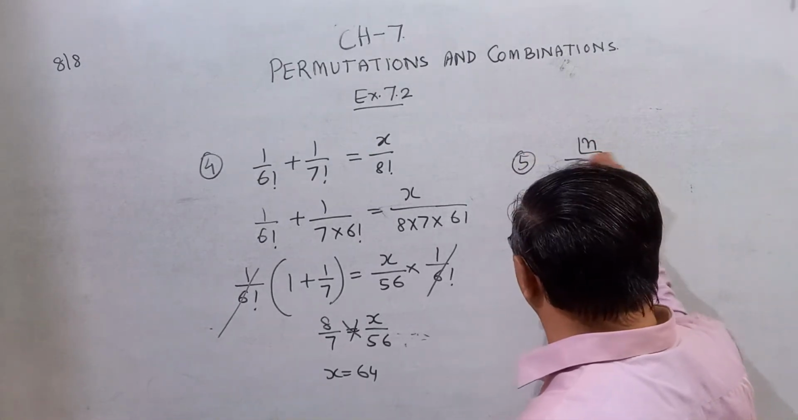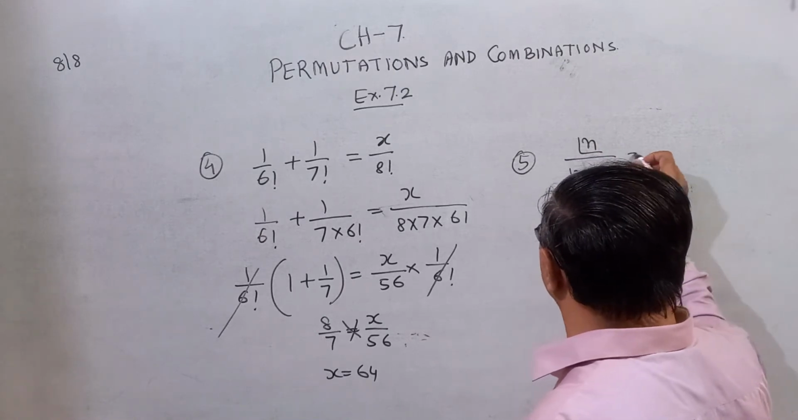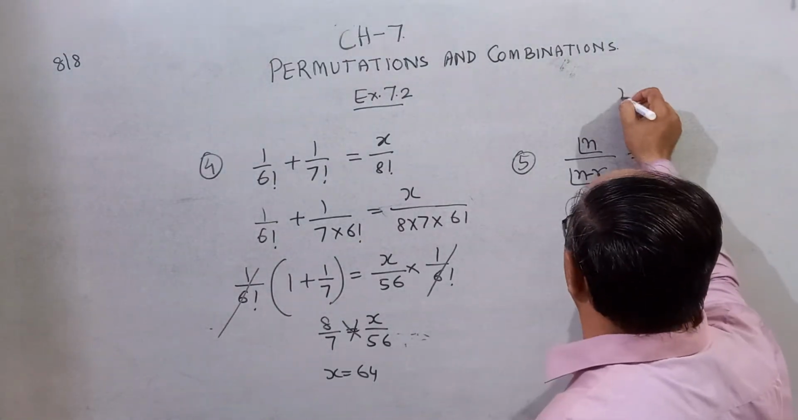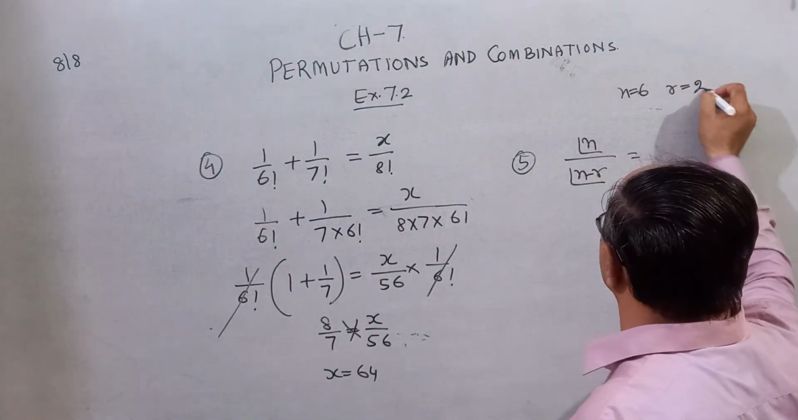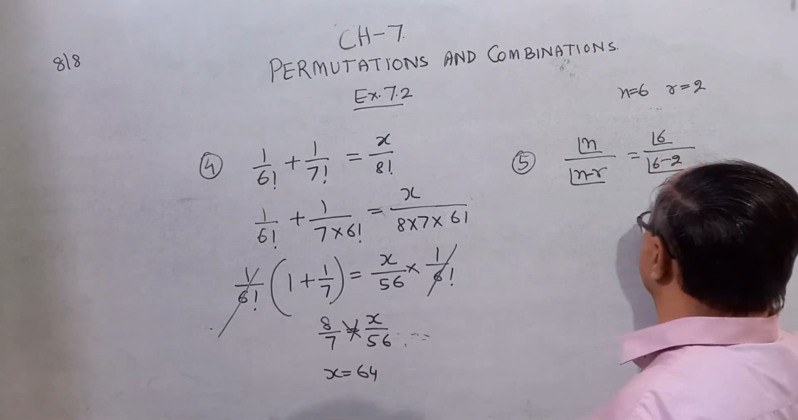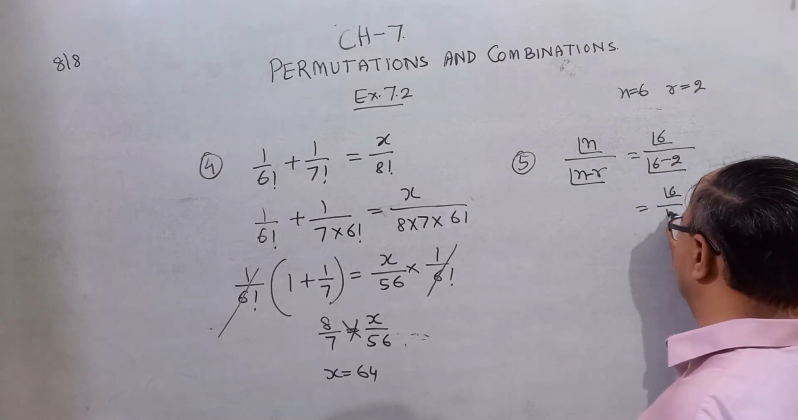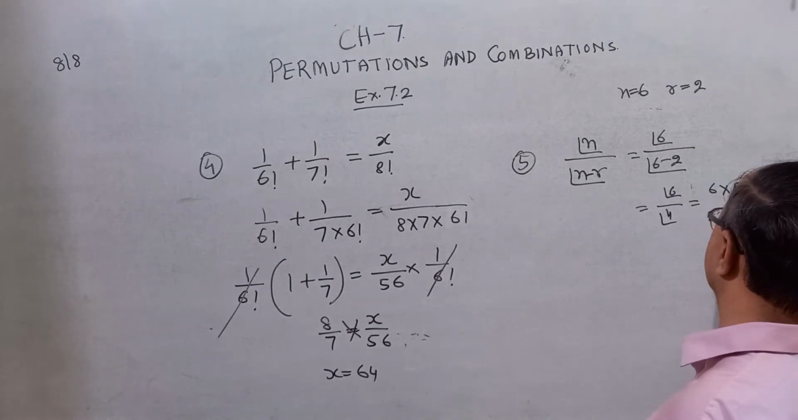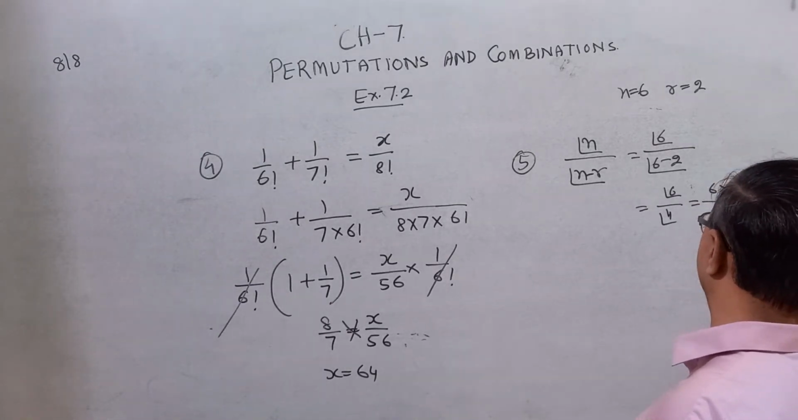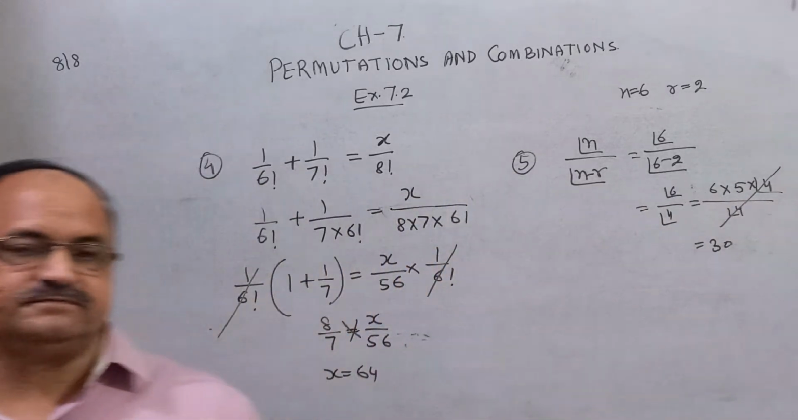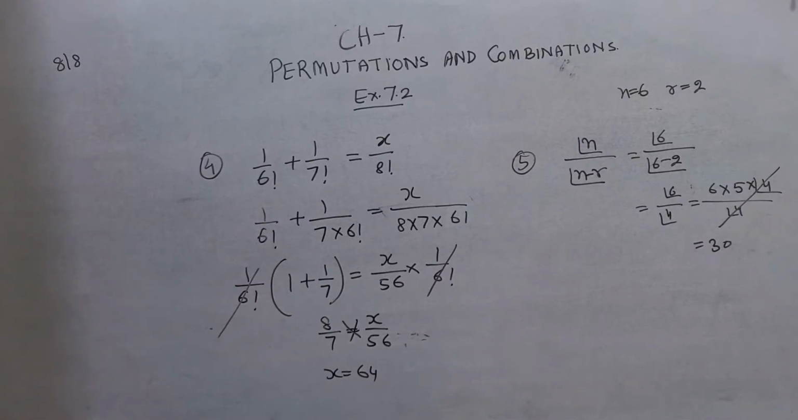Question number 3: find n factorial upon n minus r factorial. Just put the values of n and r given. First part, n is 6, r is 2. So put here 6 factorial over 6 minus 2, that is 4 factorial. Now expand 6 factorial up to 4: 6 into 5 into 4 factorial, and the 4 factorial will be cancelled. Answer is 30. Correct? This is exercise 7.2.